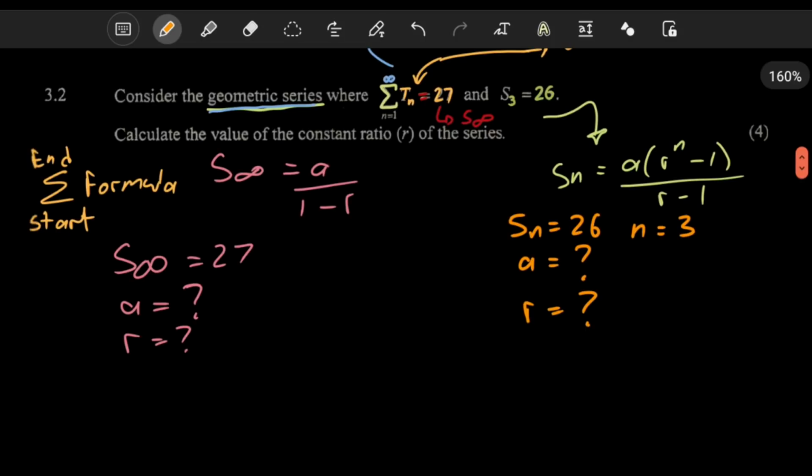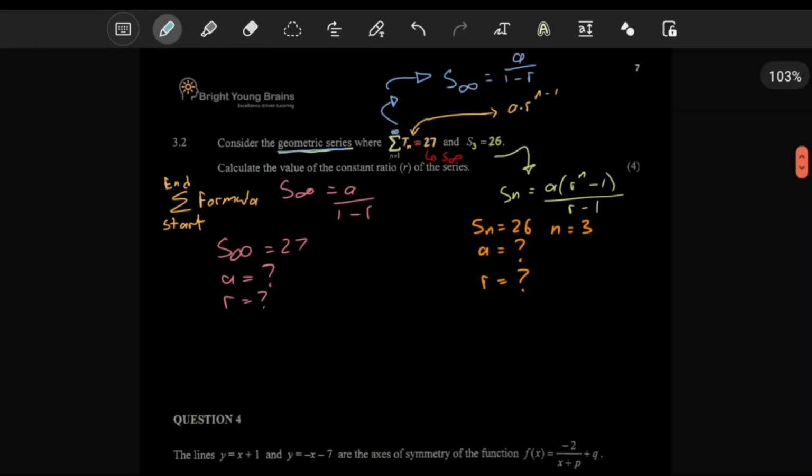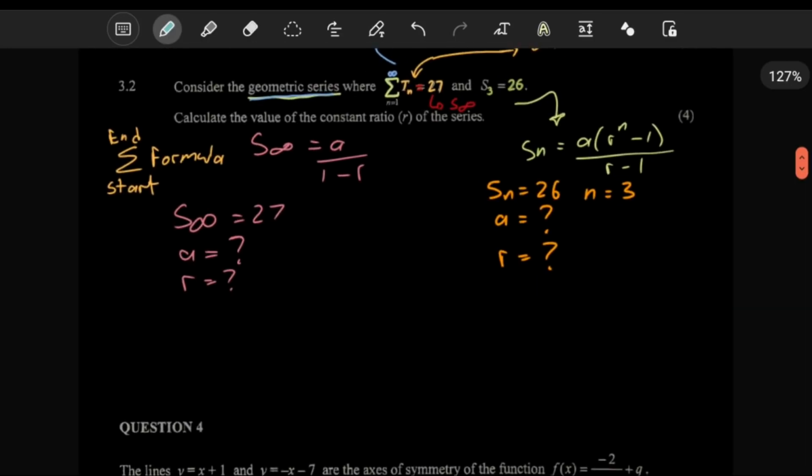Now in both equations, you can already see there are two things missing. There's no A, there's no R. So you want to work out A and R simultaneously. But the good news is we just need R, so whatever you do, just target R. The easiest thing for us to do is, in this equation here, throw in 27, then make A the subject of the formula and then throw it in this one. So let's not talk too much and actually do stuff.